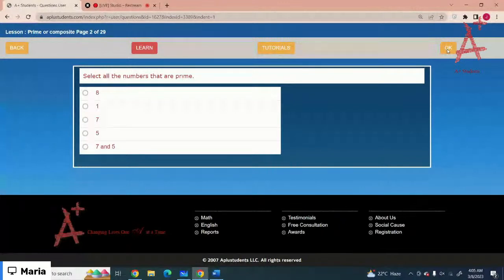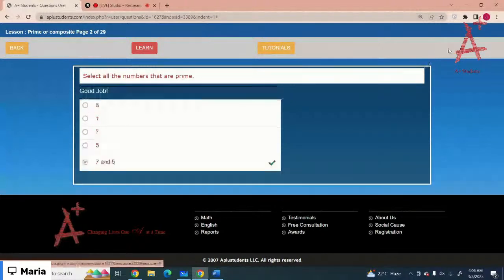Got it? Okay, the next one is 7. Is 7 a prime number? Yes, only two. 7 times 1 is 7. 7 has only two factors, so 7 is a prime number. Also, 5 has only two factors, so 7 and 5 both are prime numbers. So the correct option is 7 and 5. They both are the prime numbers. Got it?